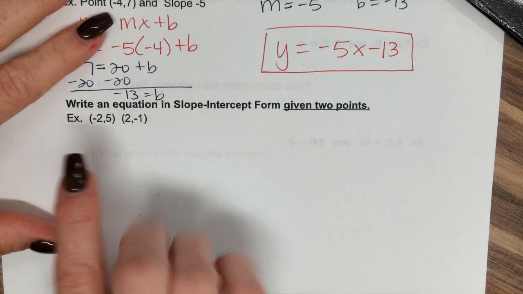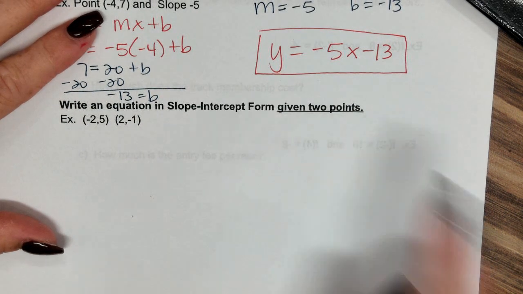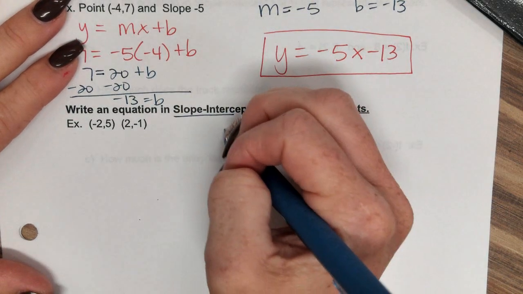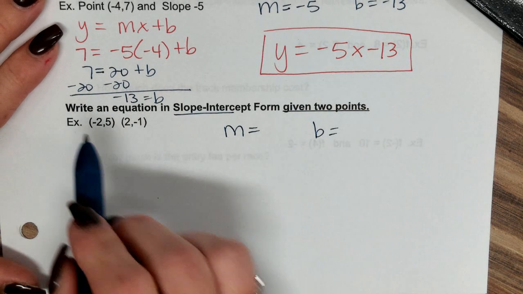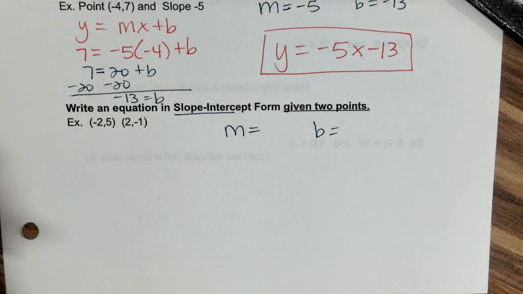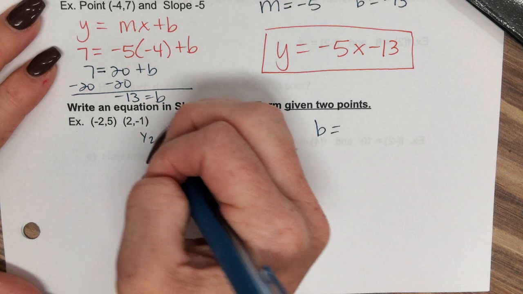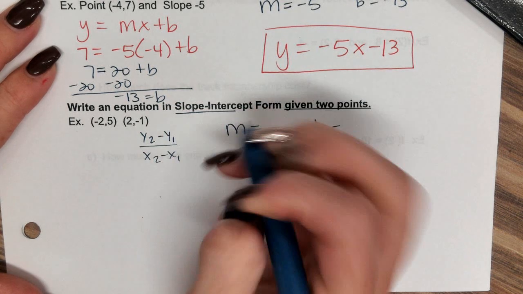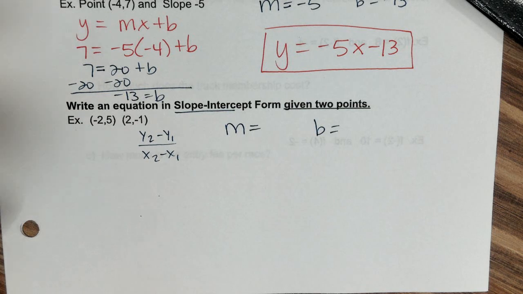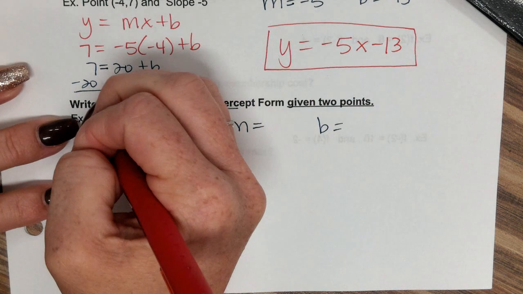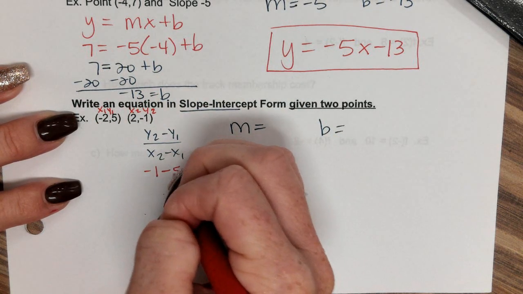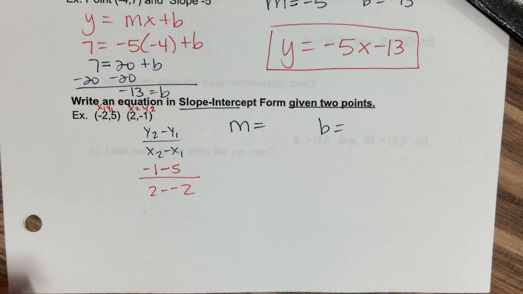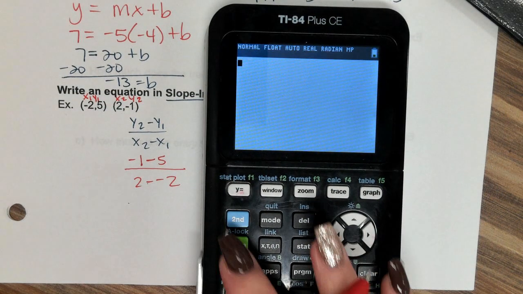All right, so on this one, write an equation in slope-intercept form given 2 points. Anytime we want slope-intercept, we need an M and a what? And a B. This time, did they give you the M? No. So you have to solve for it by doing the slope formula, which is y2 minus y1 over x2 minus x1. Now, if you don't want to write that down, you don't have to. I'm just going to go ahead and show y'all. This is x1, y1, x2, y2. So this is negative 1 minus 5 over 2 minus negative 2. So I'm doing this to get my slope.